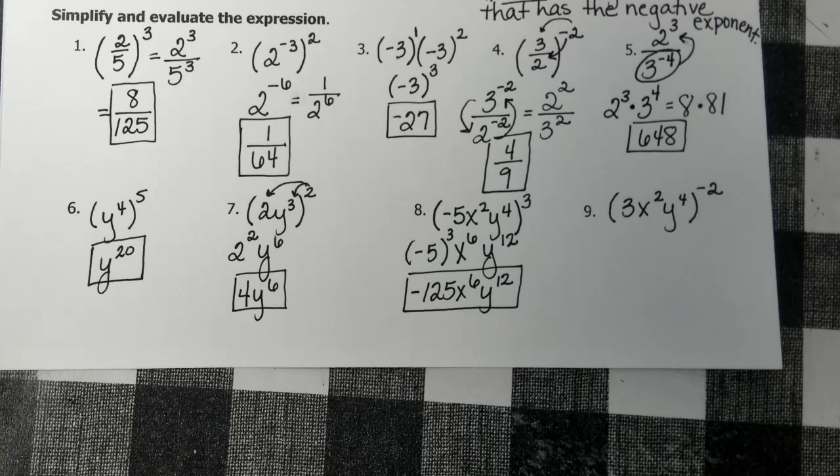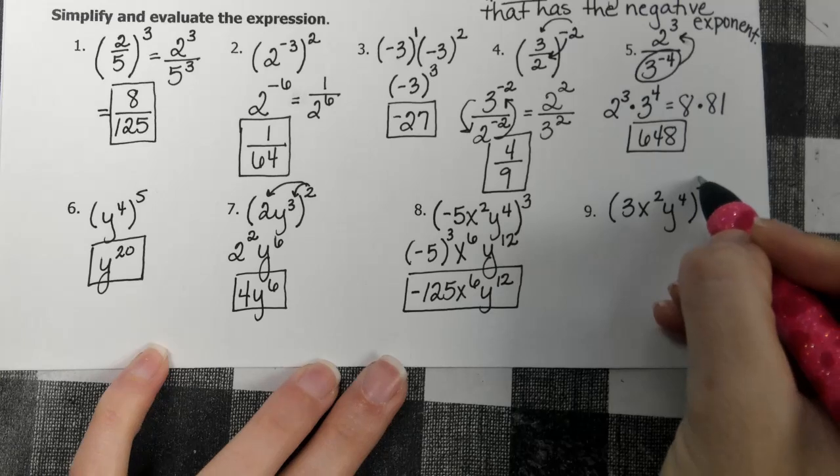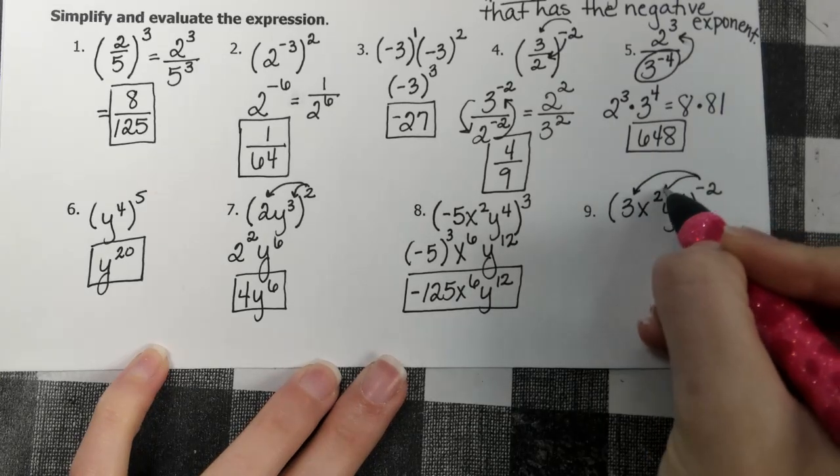Okay, so did y'all get 1 over 9 x to the 4th y? Okay, what was your first step? Distribute the negative 2 to all 3 terms.